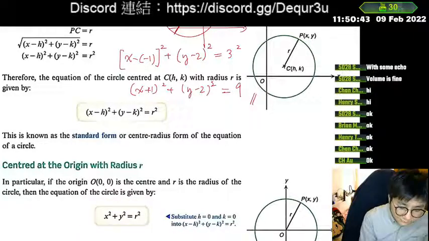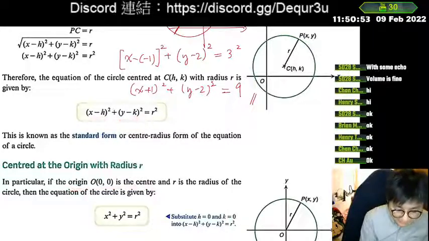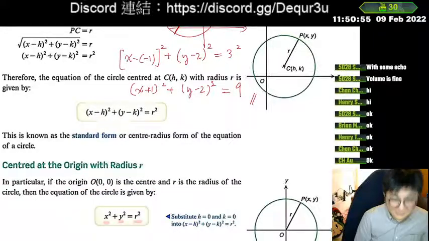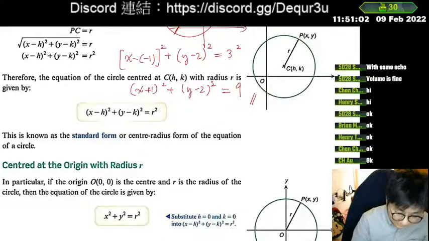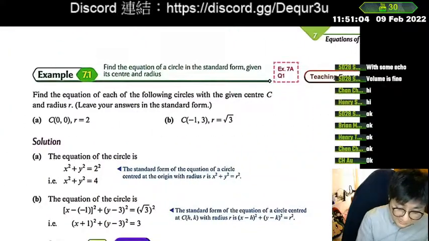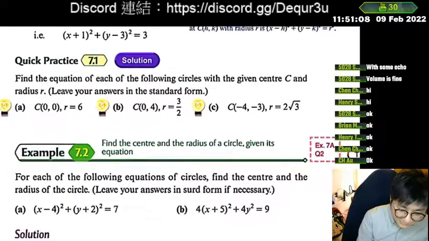By the way, here the textbook gives us a special form. If O is the center, then H and K will both be 0, and therefore it will be x minus 0, y minus 0. But minus 0 means not doing anything, therefore it will be just x squared plus y squared equal to r squared. And it is the most basic normal circle.